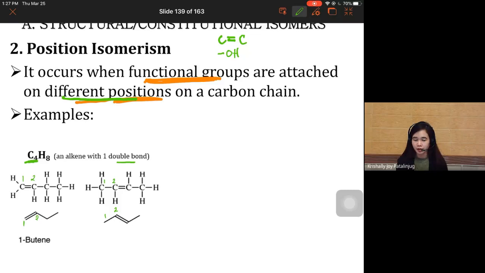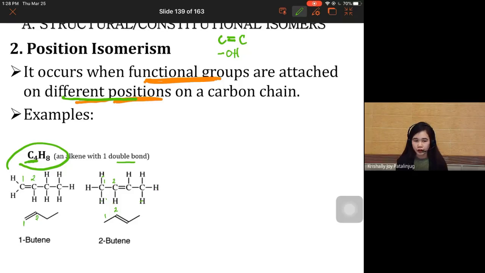Di ba? This is not anymore 1-butene, but this is 2-butene. But if you try to count each number of atoms on these molecules, parehas lang sila, C4H8. Di ba? C4H8. Bilangin mo yung hydrogens, 1, 2, 3, 4, 5, 6, 7, 8. Di ba? And apat na carbon. C4H8 din yung pangalawang structure. The same formula, they only differ on this structure.